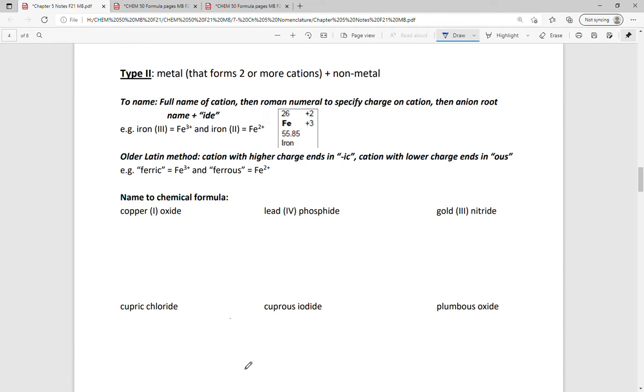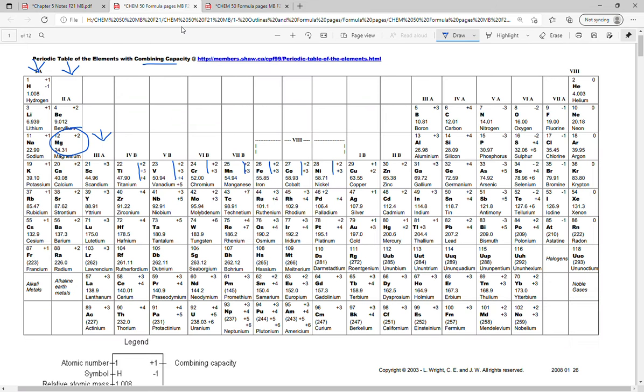So we're going to stay in those ionic compounds with the type 2. So the type 2 are still between a metal and a non-metal, but this time we're going to take a look at those elements here that have multiple valences or multiple combining capacities or multiple common ions formed. So if you look at the periodic table and you see your cation, your metal, has more than one combining capacity, then you're going to be using this type 2 naming system.